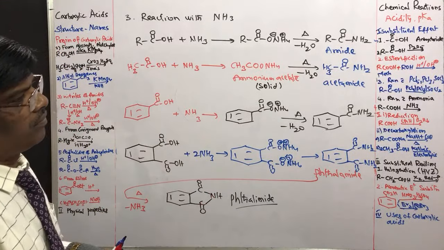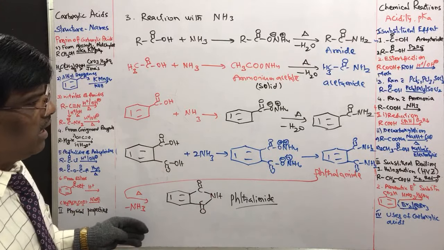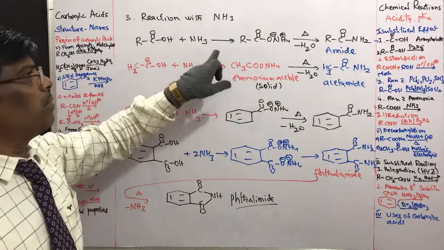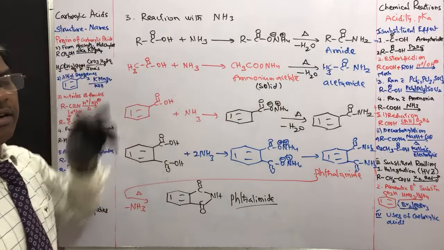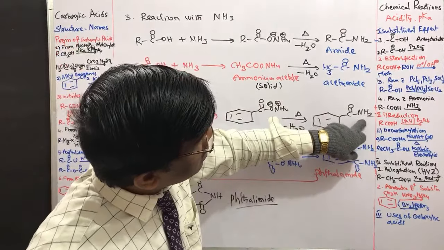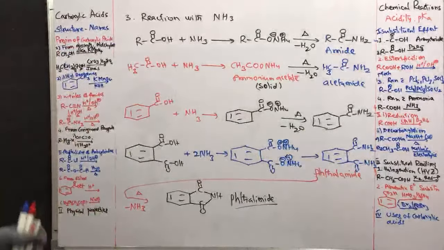Next. So reaction with ammonia. This is how you can get amides from acids simply by using ammonia. Let us take the next reaction. Next is a reduction. It is very important to learn this, students.